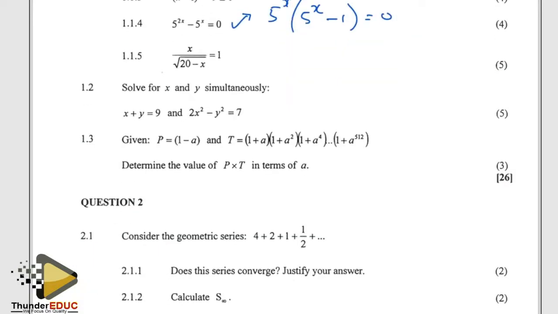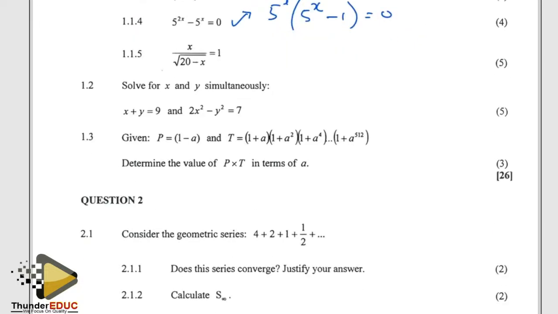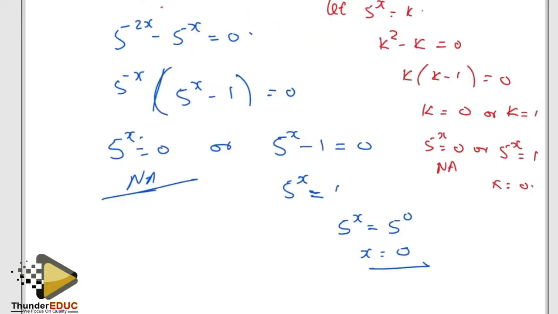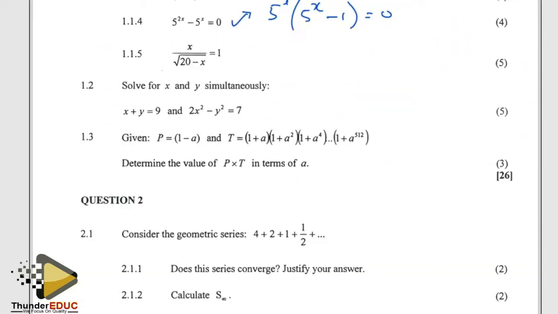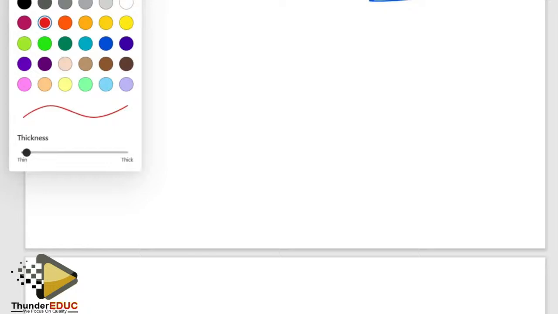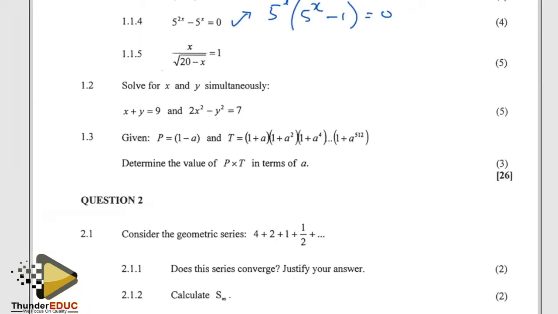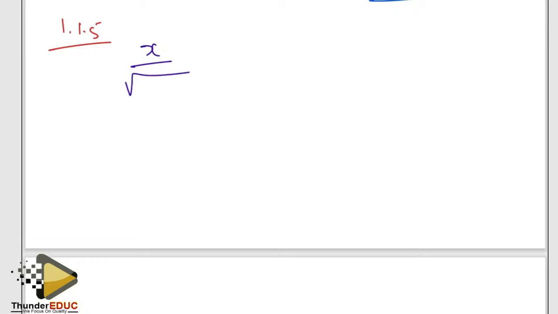1.1.5. So this question was rather interesting, because it is just direct, the way it is. There's not much that you have to do or to stress about. Let's see. We're being told that x over the square root of 20 minus x is equal to 1.